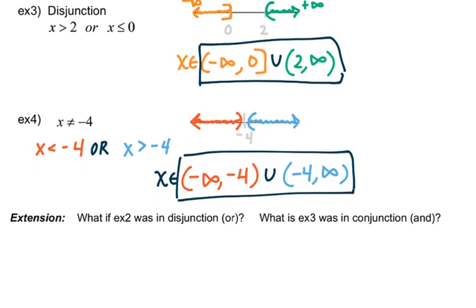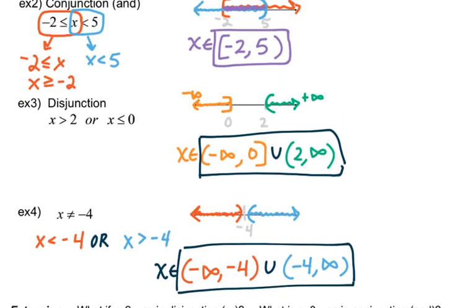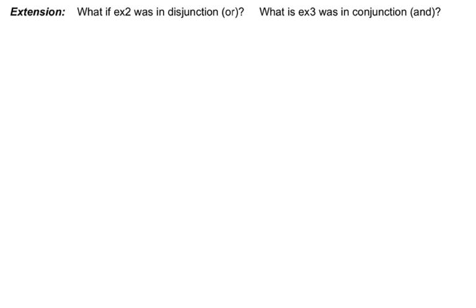Now, I do like to think about this extension here, which is what if we changed example 2 to read or versus changing example 3 to read and. So you see we had and or. We're going to change that to or and look at what that does to our intervals. So let me write that down here.